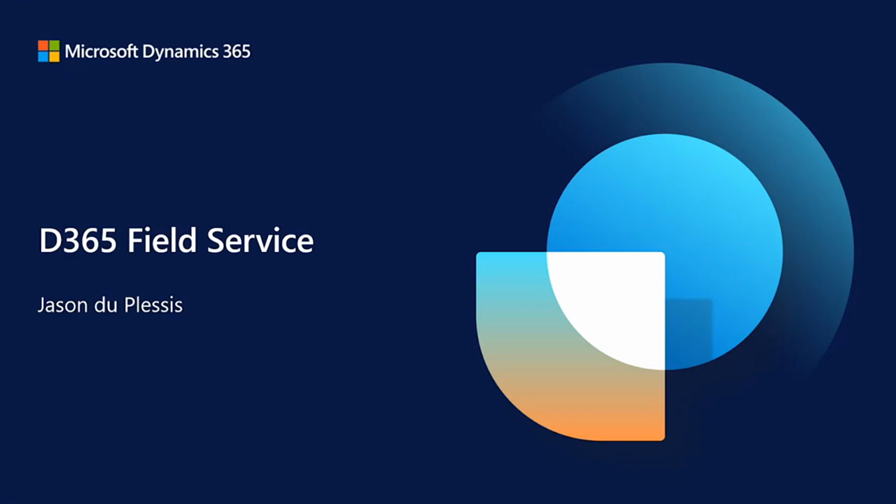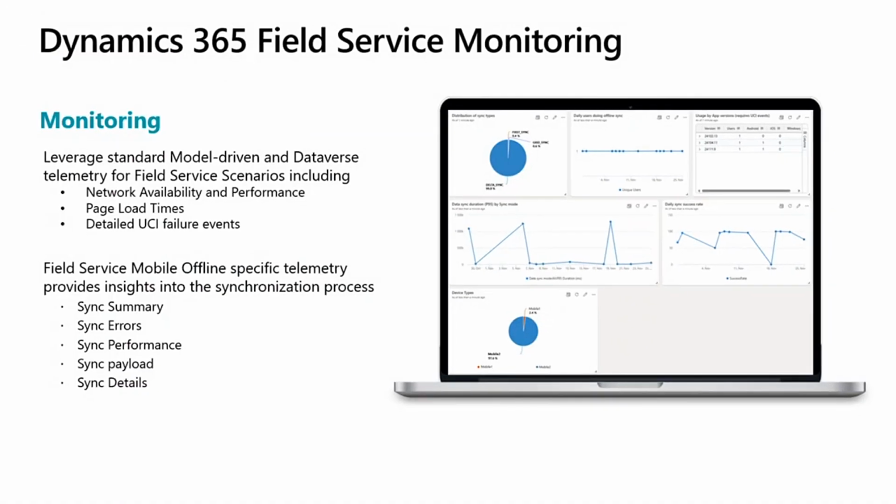Let's have a quick look at some of those analytics capabilities that are available. Ensuring efficient user experience is really critical for delivering good service, specifically within field service scenarios. As I mentioned, all of the standard model-driven and Dataverse telemetry for field service applies. So you can leverage it to maybe get into network information, to understand potential network issues or bottlenecks, page load performance, to optimize your pages so they operate effectively.